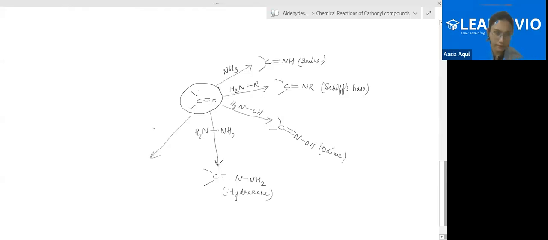Now, tell me what is this? This is basically phenylhydrazine. So again, what will you get? This carbon, NH, and this hydrogen will be replaced by one phenyl group. So this is phenylhydrazone. Okay.